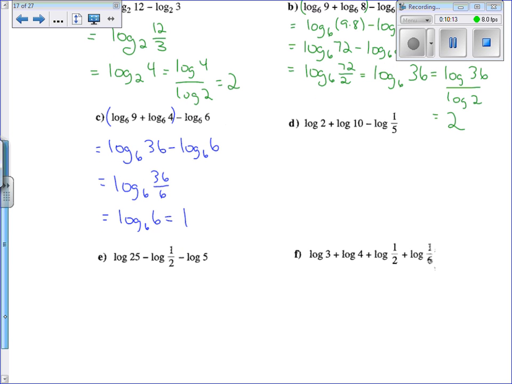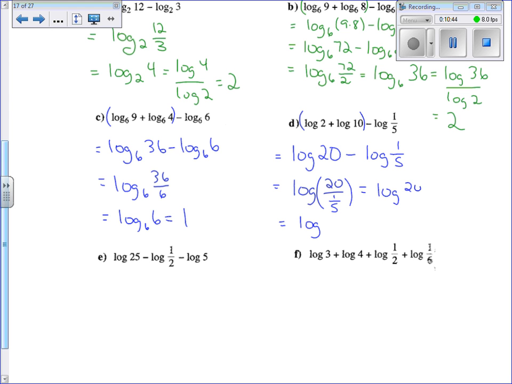Don't freak out if there's fractions. You're just going to end up having to multiply or divide it. So log, these are all base 10. So we have log of 2 times 10, or 20, minus log of 1 over 5. So then that's division. So we're going to do log base 10 of 20 divided by 1 over 5. So that's the same thing as log 20 times 5, right? 20 divided by 1 over 5. 1 over 5 is 0.2. Log 20 divided by 0.2. So that gives you log 100. And log 100, if you plug that right into your calculator, it's just 2.